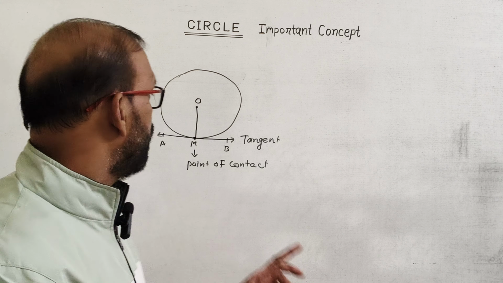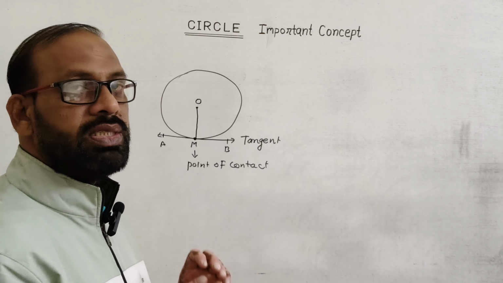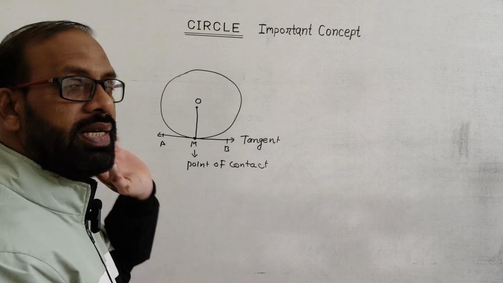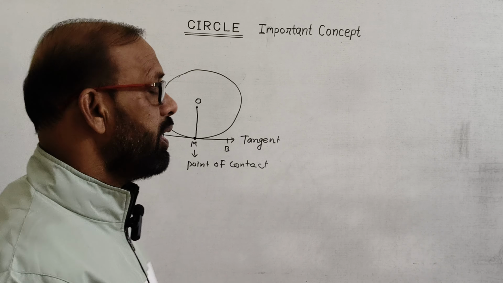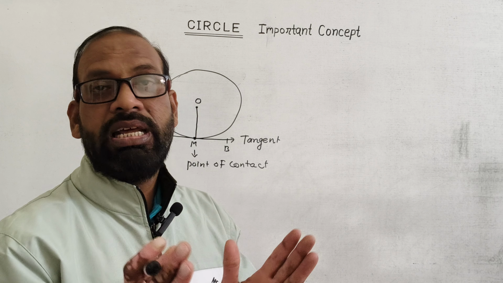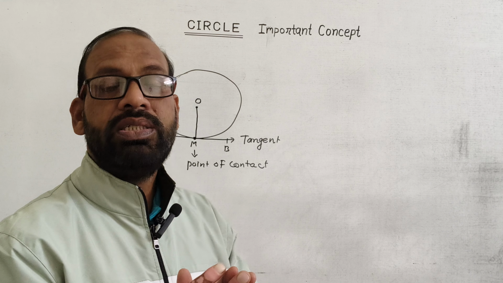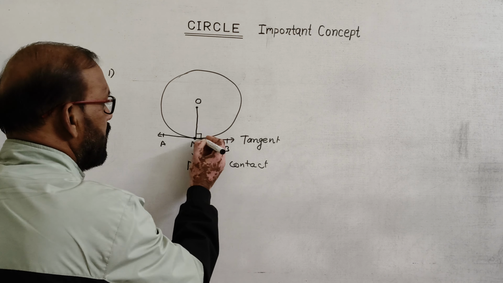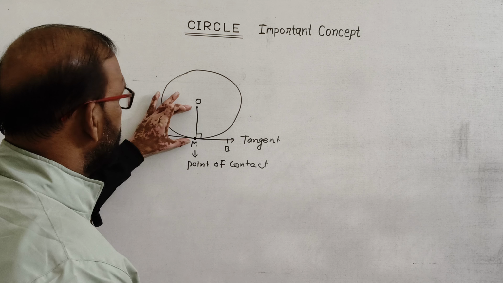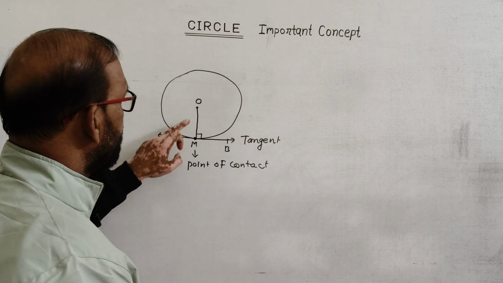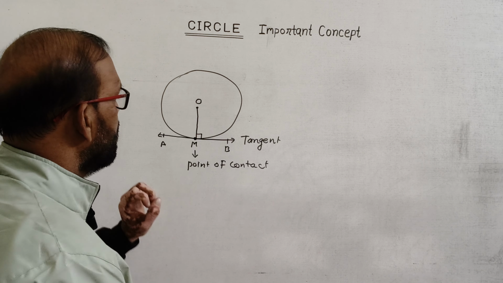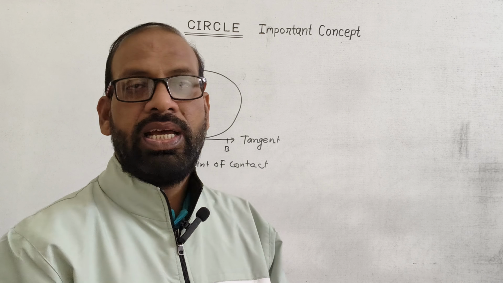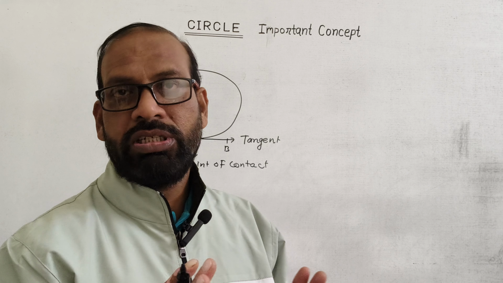So this point of contact joined with the center, the line segment so formed is said to be the radius. OM is radius. Now what is the property? Radius and tangent are always perpendicular to one another. So this angle is always 90 degrees. So radius means when we join center to this point of contact of tangent and circle, this radius is always perpendicular to the given tangent at the point of contact.